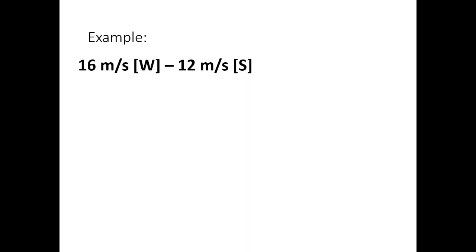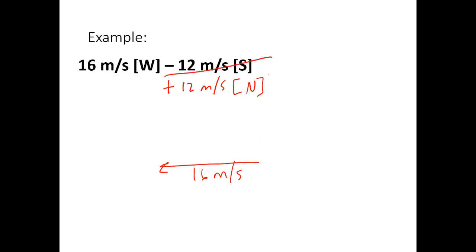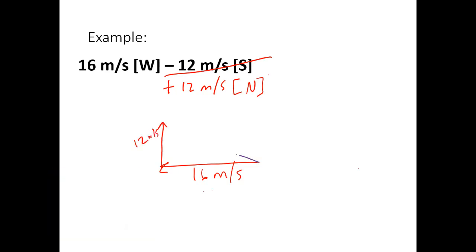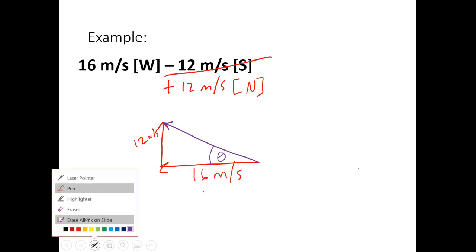Okay, let's try another one where we have 16 meters per second pointing to the west. There's my 16 meters per second pointing to the west, minus 12 meters per second south. This is a vector subtraction, so I'm going to add the opposite. So 12 meters per second north. I'm going to add these things head to tail. Our resultant will look like this. I'm going to put theta in here. And then after this, we're just going to go and do some math.